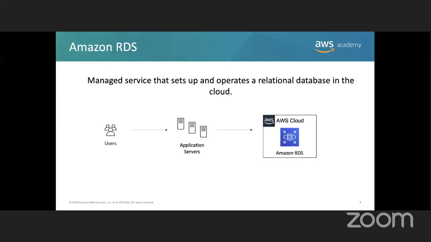Now, Amazon RDS is a managed service that sets up and operates a relational database in the cloud. Okay, guys, do you know what a relational database is?